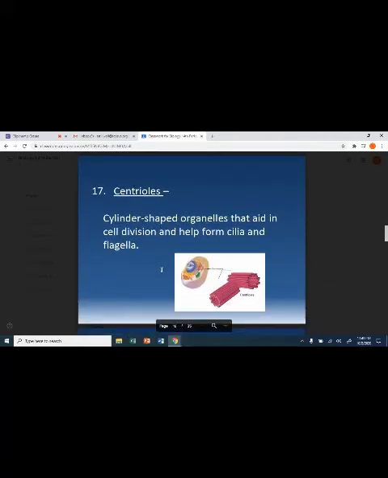Centrioles, we're not going to talk too much about in class, but you just have to be able to recognize them. They're cylinder-shaped organelles that aid in cell division, and they're going to help form cilia and flagella. Cilia and flagella are not vocab terms, but we will talk about them in our notes. They're going to help the cell move.